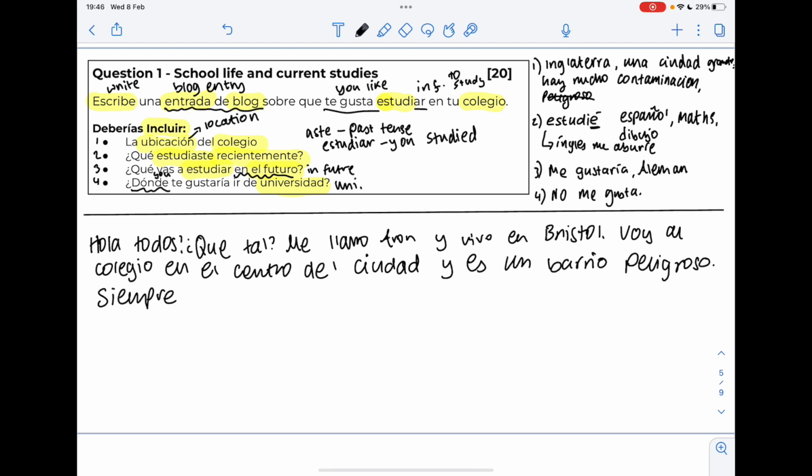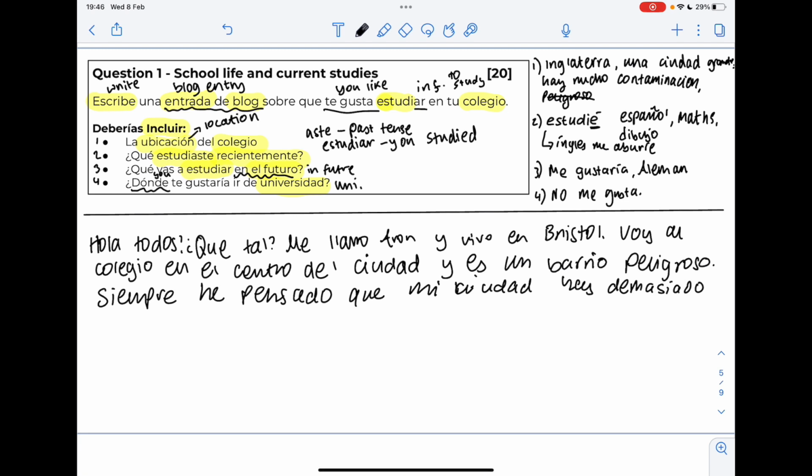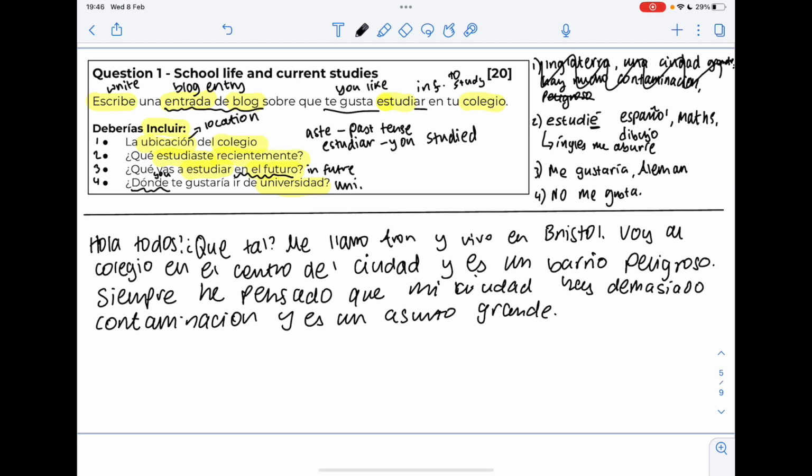Siempre he pensado que mi ciudad, I can't spell today, demasiado contaminación, y es un asunto grande. So I've said, I've always thought that my city has too much pollution and it's a big problem. So that's point one sorted.